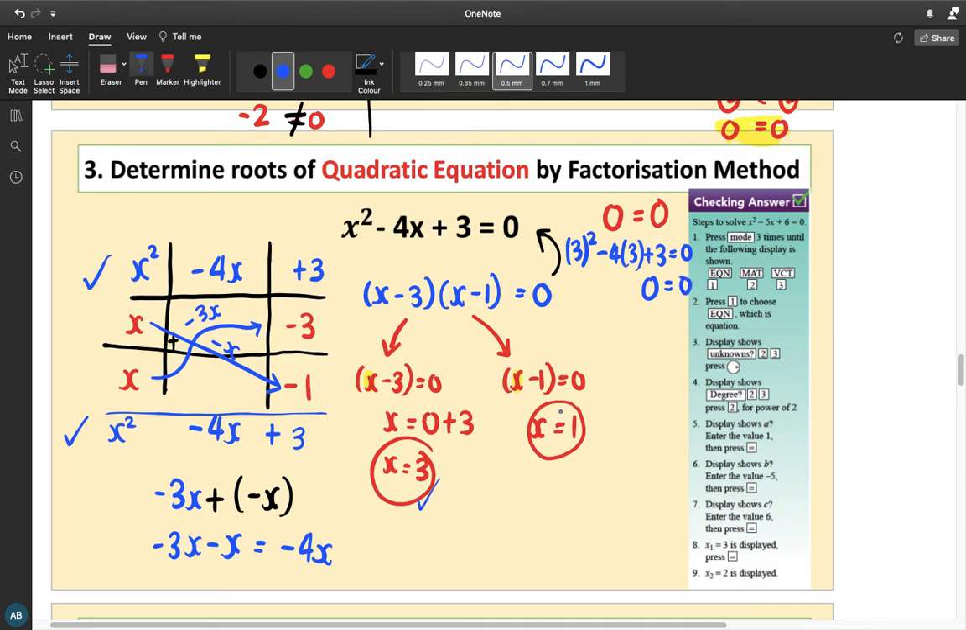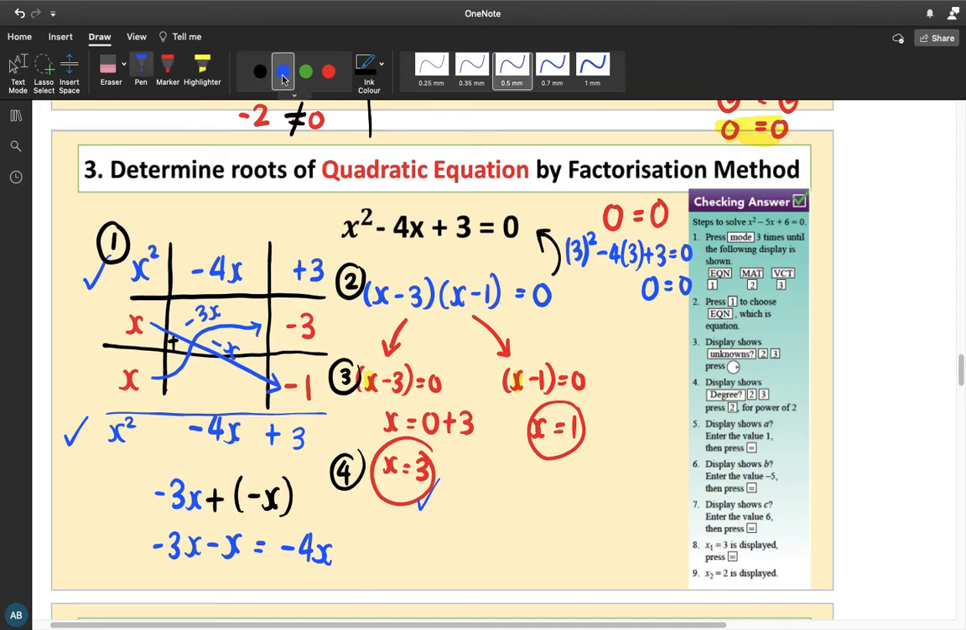Okay, this one also you guys can try untuk check sama ada dia adalah root or not. Okay, alright, so itu adalah cara untuk kita mencari roots of quadratic equation by factorization method. Okay, di mana this is our first step. And then dah dapat, kita tulis kat sini. And then kita tulis this one. And lastly, kita boleh dapat this one right here.